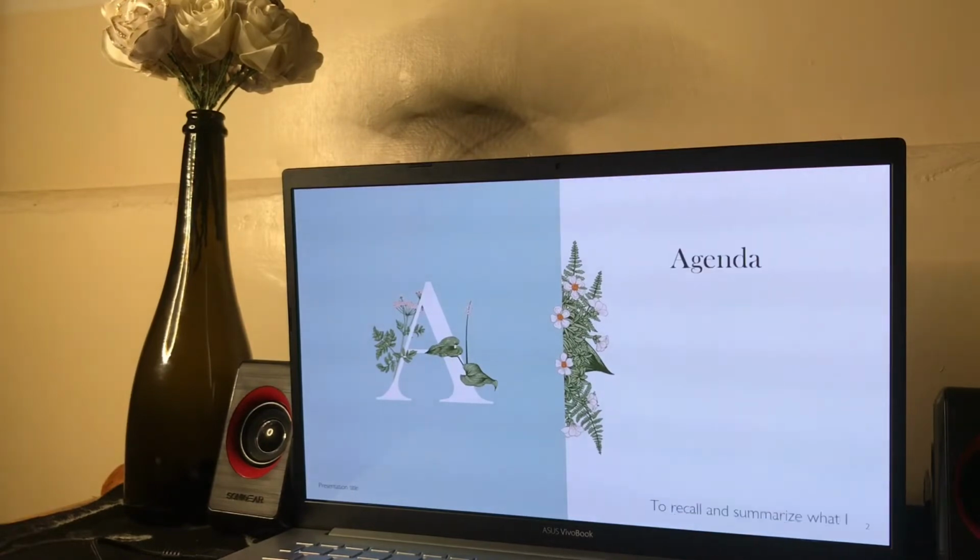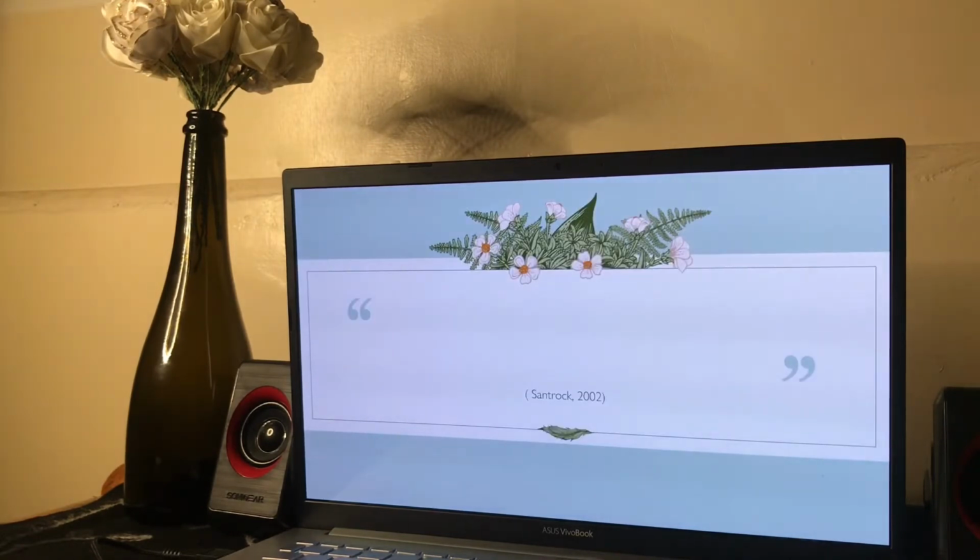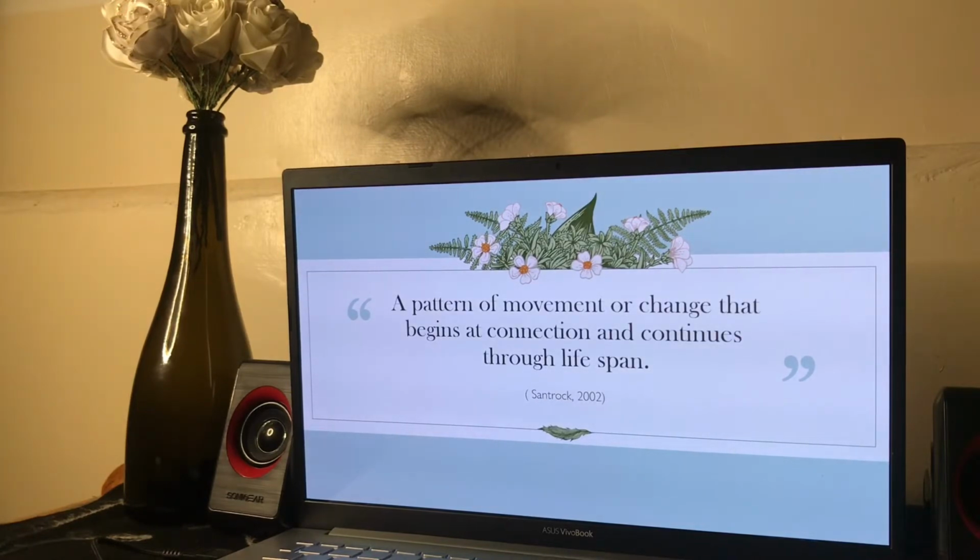My agenda is to recall and summarize what I have learned from the lesson week 1 to week 3. Week 1. Our topic from week 1 is human development. What is human development? This is according to Santrock 2002. He stated that human development is a pattern of movement or change that begins at conception and continues through the lifespan.